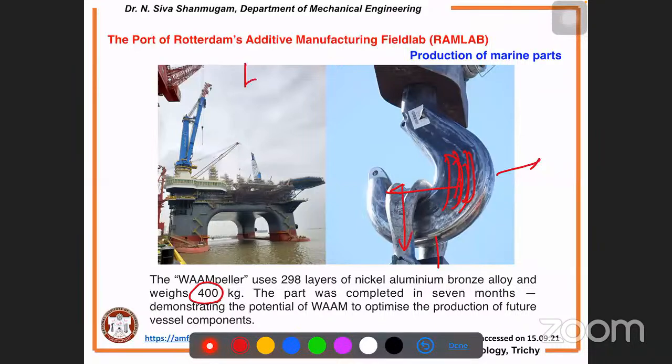Most of the load will come only in the downward direction. If you take the crane hook, according to the geometry, you are going to apply a pulling load, or the reaction will be coming in this direction. So there will not be any load acting on the biaxial side, the lateral side. We'll have only the axial load. There will not be any lateral load. So automatically this component will withstand.